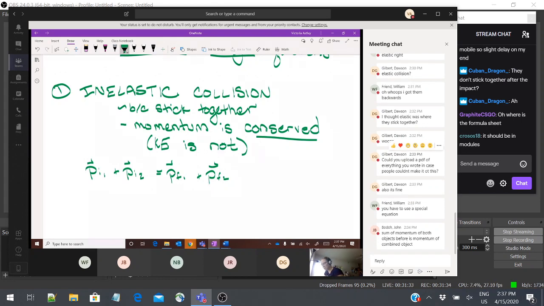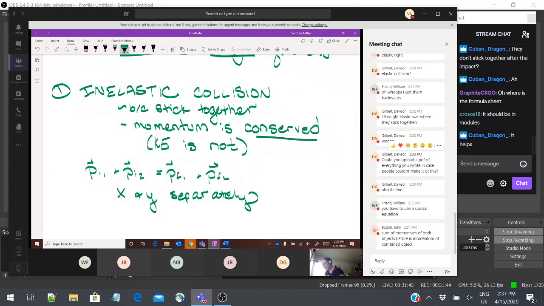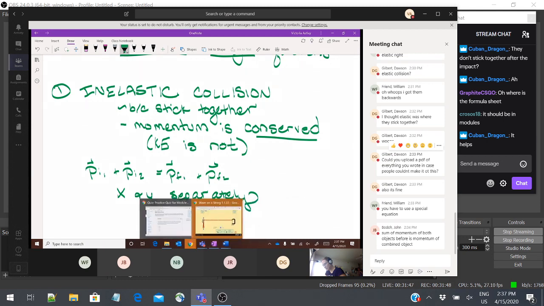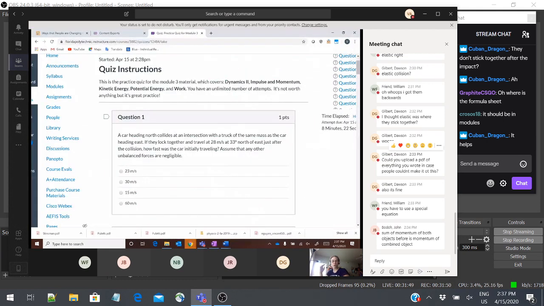So then it becomes, oh, okay, I plug stuff in, I solve. I know these are vectors, so I have to do x and y separately. One thing that I talk about to help you is also asking yourself these what if questions. So the question is asking how fast was the car initially traveling? And the information you have is about what it does afterwards.